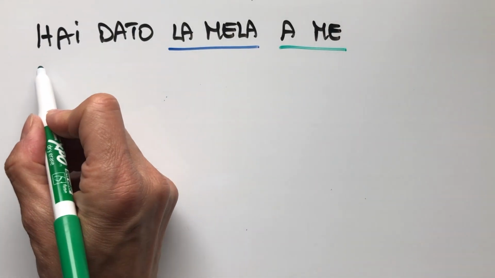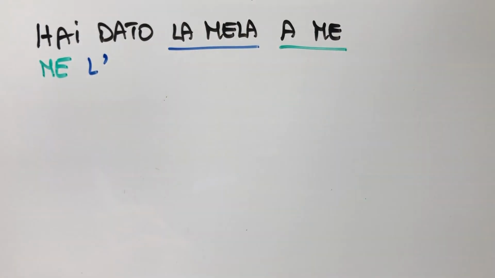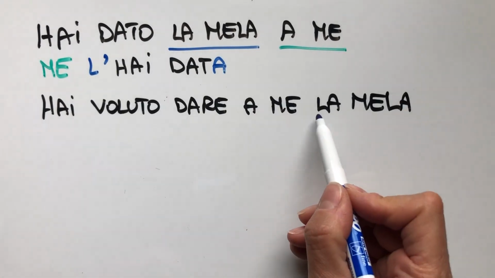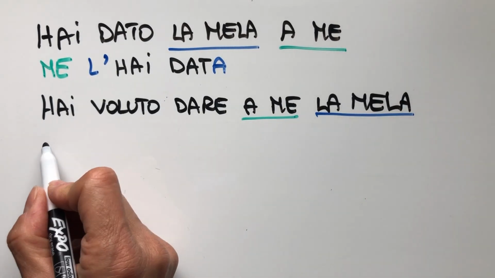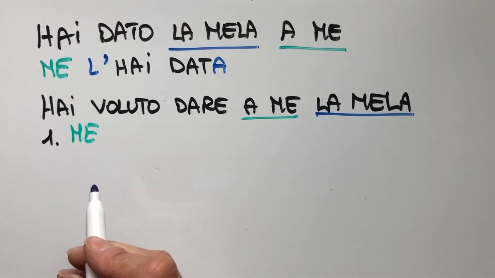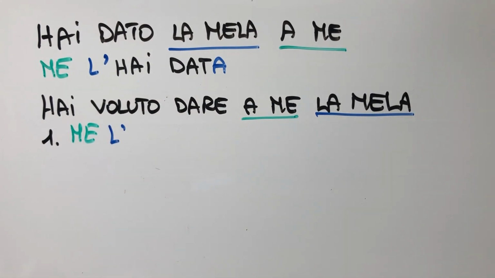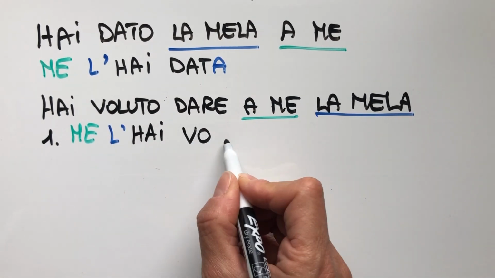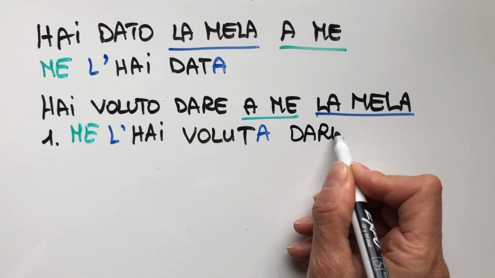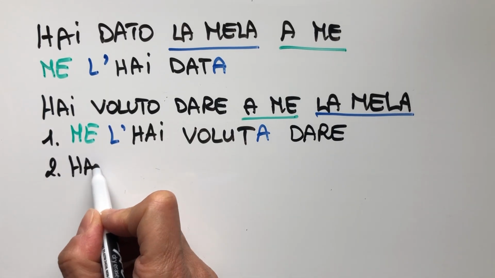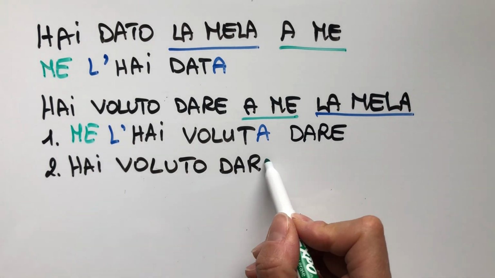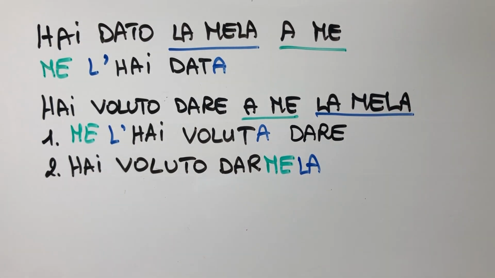For example, you gave the apple to me. Hai dato la mela a me. Me l'hai data. You wanted to give the apple to me. Hai voluto dare a me la mela. Here we have a couple of options. Me l'hai voluta dare. We just follow the rule here, where the past participle agrees with the direct object. Or, hai voluto darmela. When we attach the pronouns to the infinitive, the ending of the verb doesn't agree with the direct object pronoun.